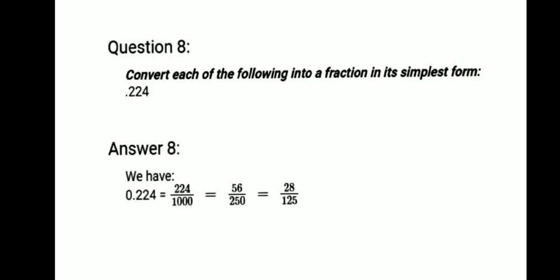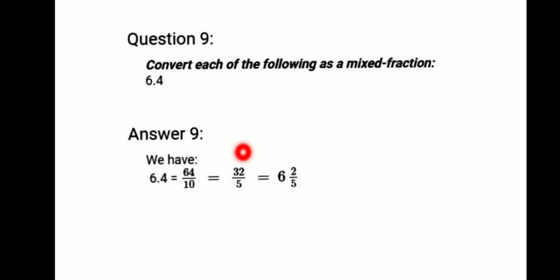0.224, we have 0.224, so the fraction should be 224 upon 1000 is equal to 56 upon 250. It is divisible by 4. Now it is divisible by 2. It is divisible by 2, and the answer should be 28 upon 125. Understand? Next question is question number 9.